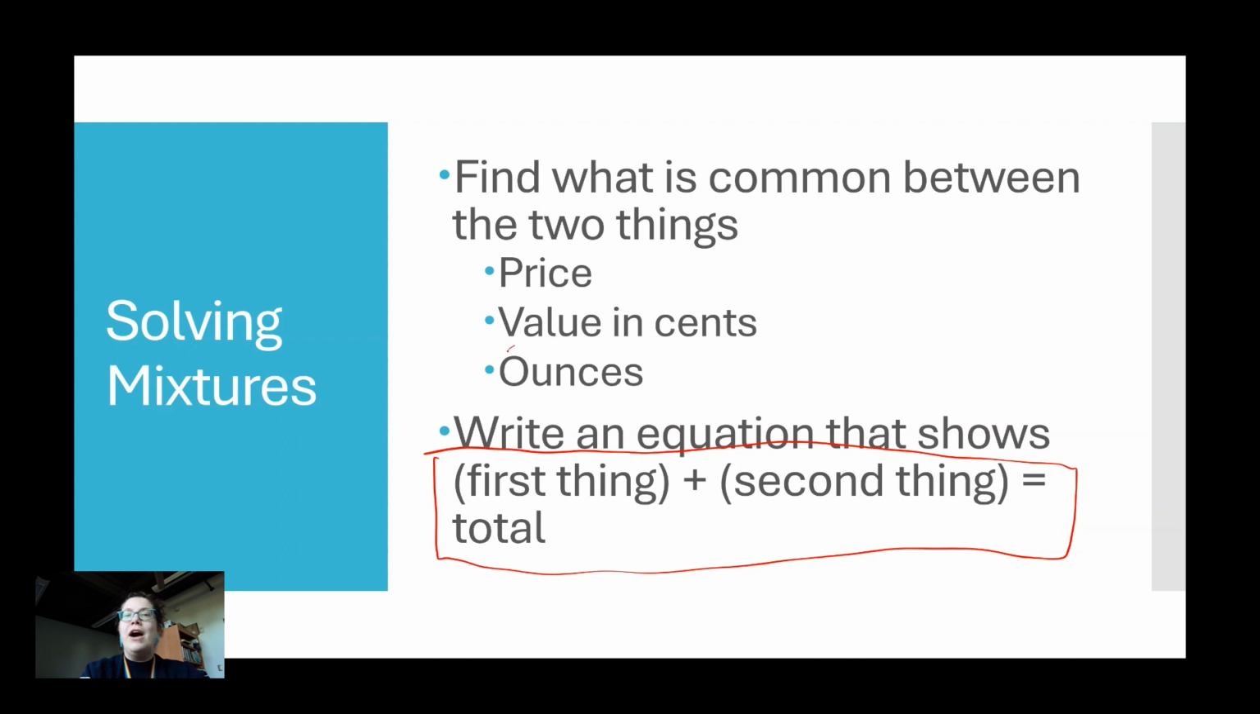Do they have a value, like with coins? Do you have a certain amount of them and a concentration or a percentage of them? Do you have a price for both of them?